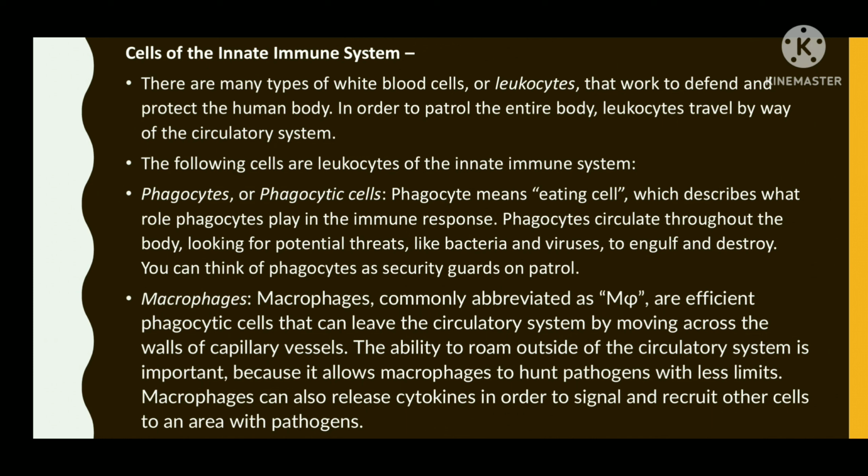Phagocytes or phagocytic cells. Phagocytes means eating cells. They act to engulf and destroy the foreign cells, which describes the role phagocytes play in the immune response. Basically, phagocytes circulate all over the body through the blood circulation system. You can think of phagocytosis as security guards on patrol.